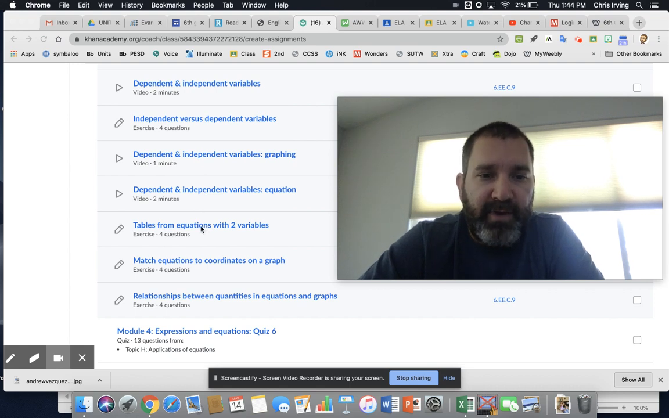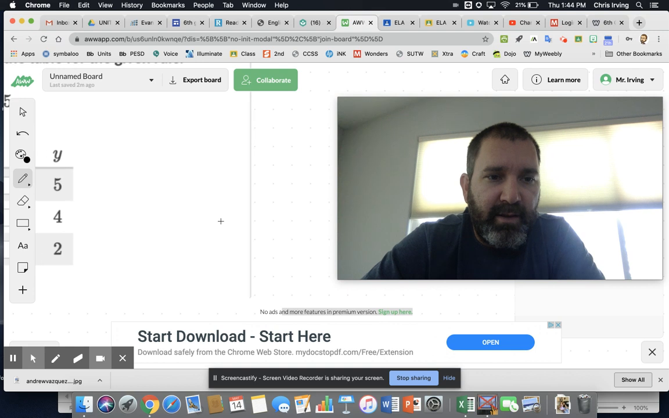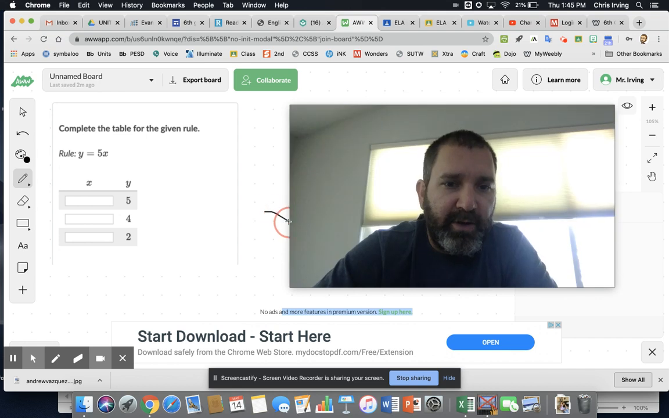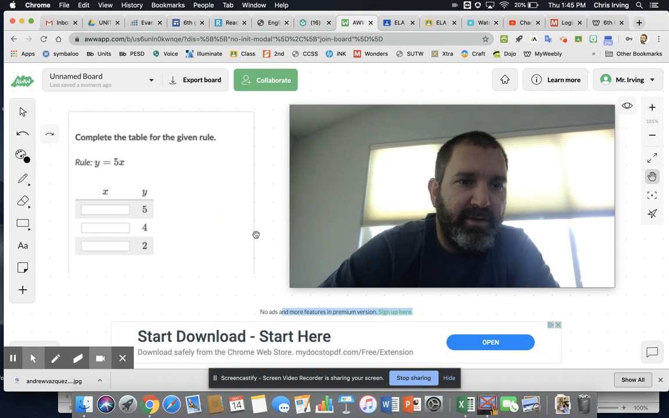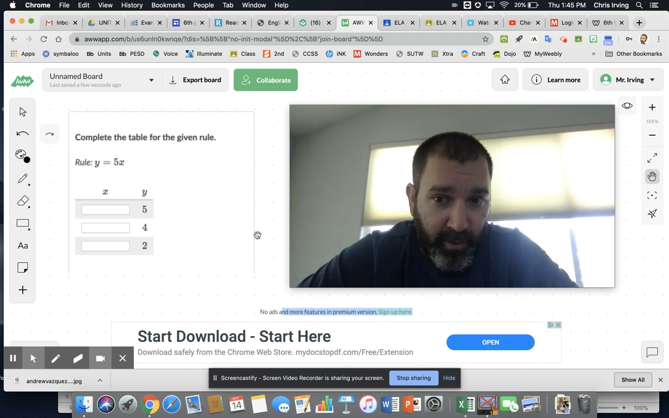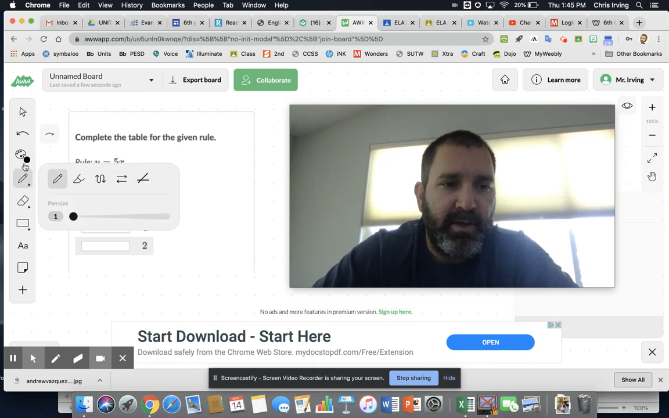I'm going to go ahead and just fast forward here. I'm going to grab a problem from this exercise right here, and we're going to go ahead and do it right now. I'll show you how quickly we can do these problems. So looking at the whiteboard here, you can see that we have a very simple equation. It says, complete the table for the given rule. Well, the rule is in the form of an equation, y equals 5x. And so what we're going to do here is we're going to do substitution. We've done this in class. This is not new. And all we're going to do is write the equation.